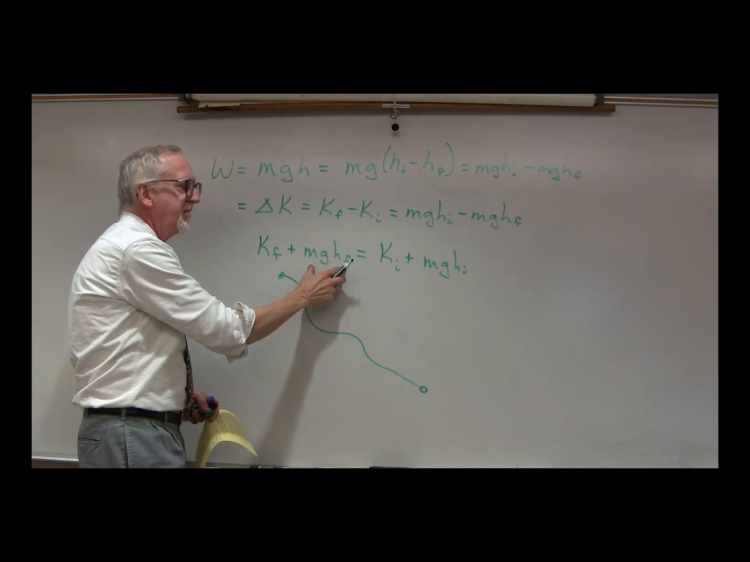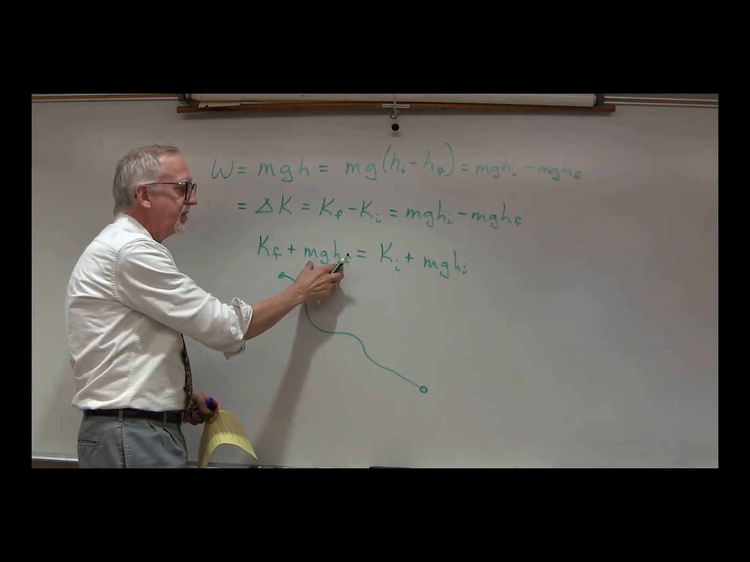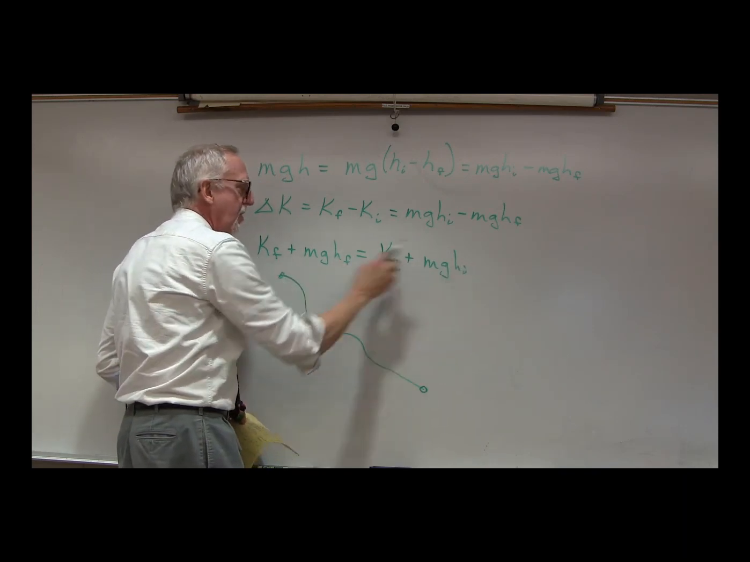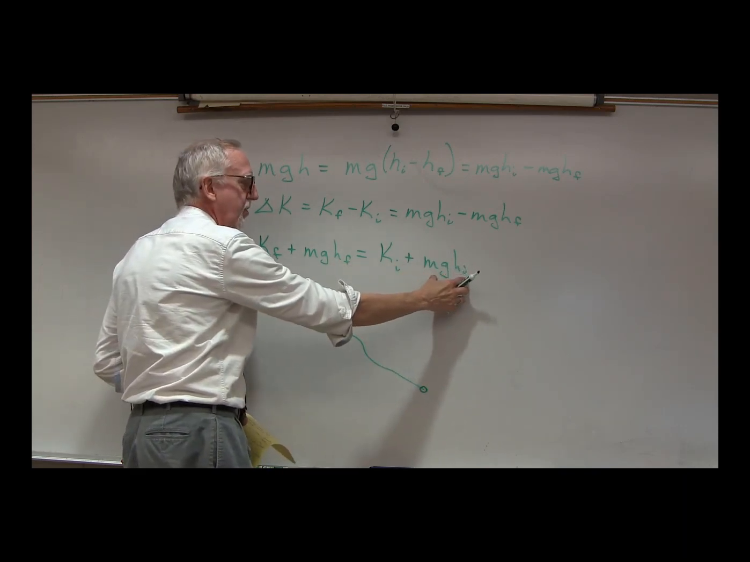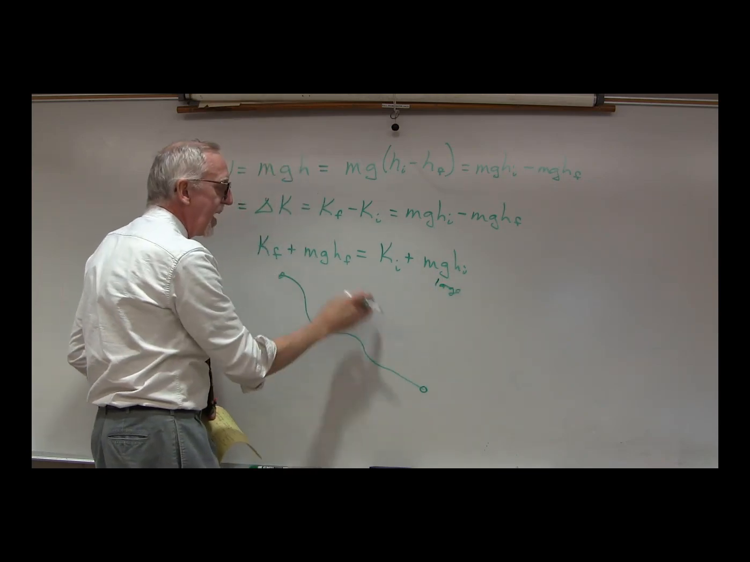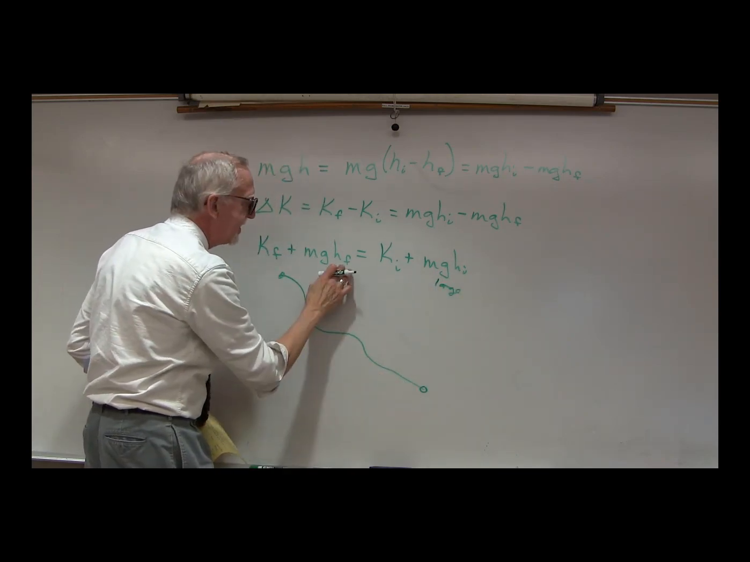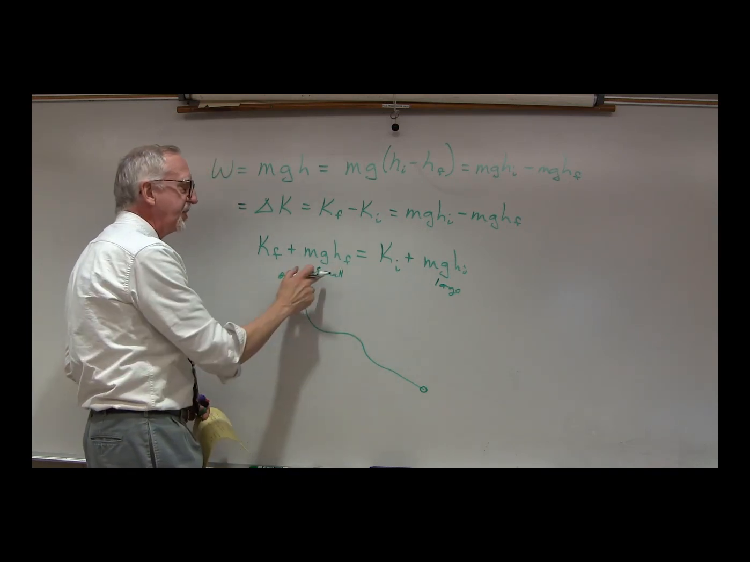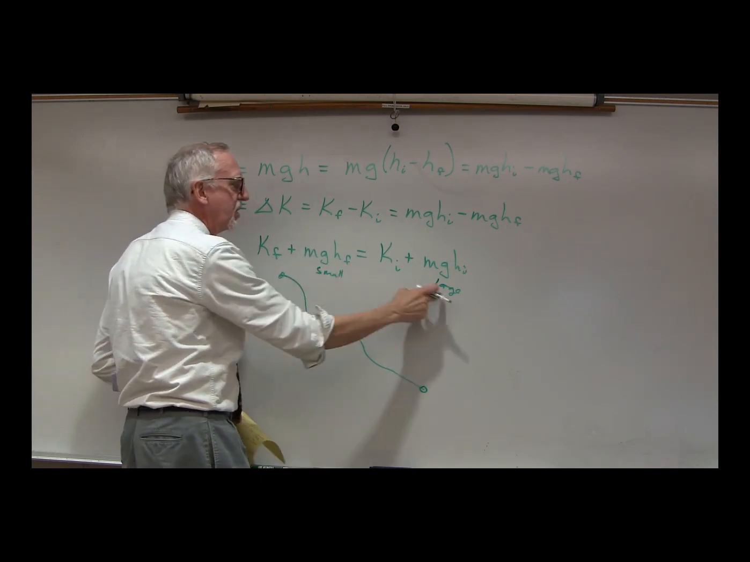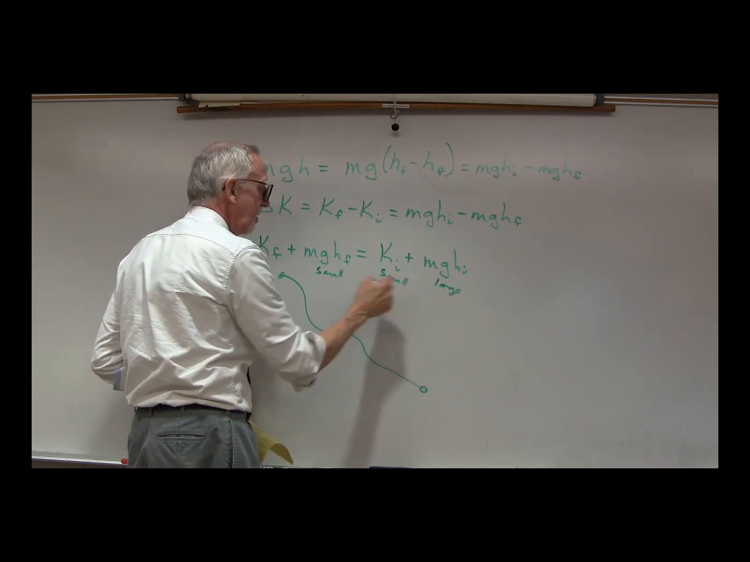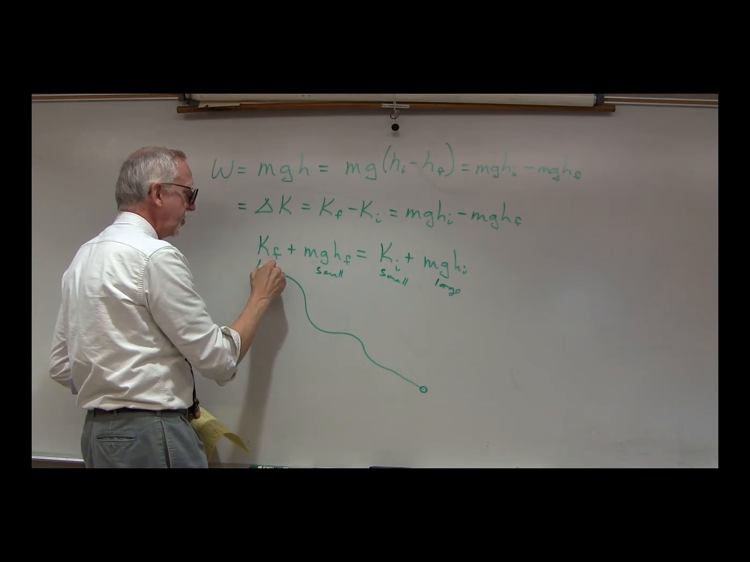But this part is decreasing. Up here, this is very large. At the top, this is large, while at the bottom, this height is small. Well, if a small plus something has to equal a large plus something, then this one must be small, while this one must be large.